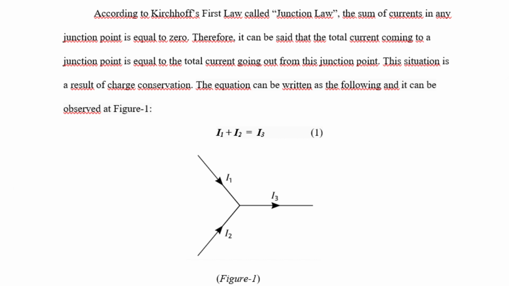Before starting the experiment, I want to mention the theoretical background. In this experiment, I will apply two of Kirchhoff's laws, called the junction rule and the loop rule. Firstly, according to the junction rule, the sum of currents at any junction point is equal to zero. So, to examine this, I will measure the current coming to a point and going out from this point by using a multimeter. And I will observe whether these measurements are equal to each other or not.